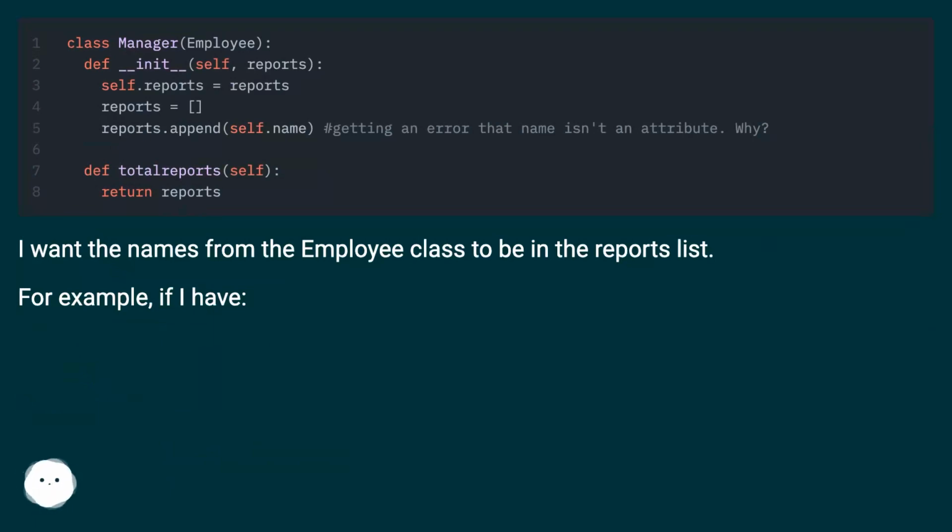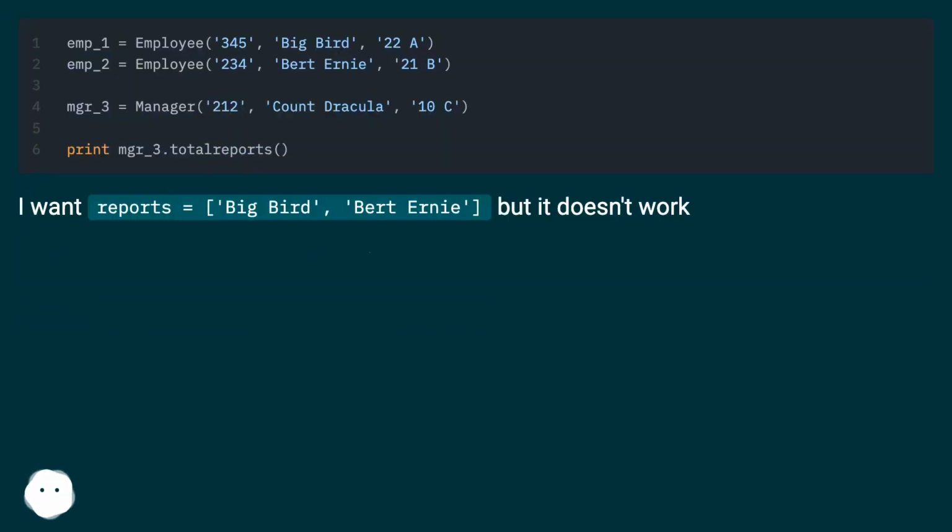I want the names from the employee class to be in the reports list. For example, if I have... I want reports equals Big Bird, Bert, Ernie, but it doesn't work.